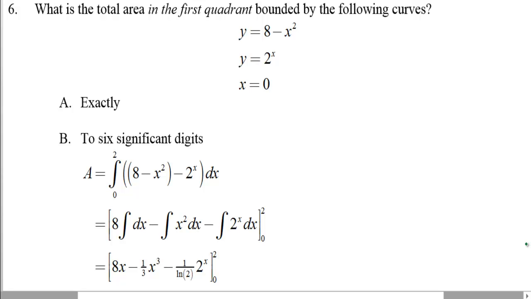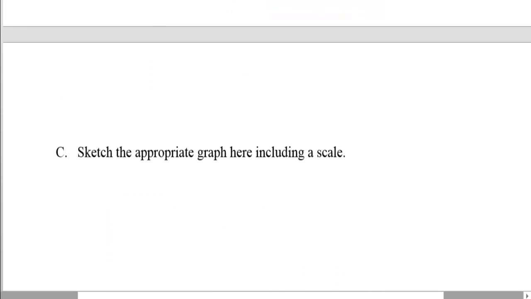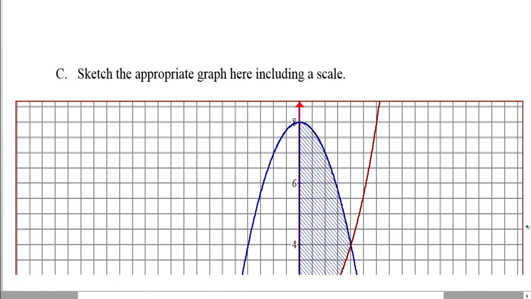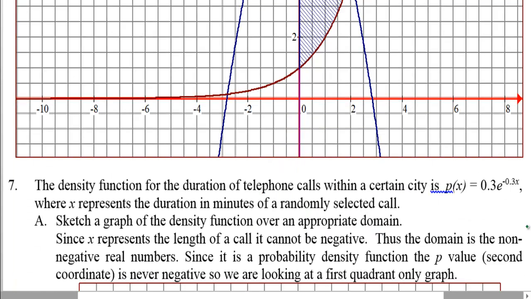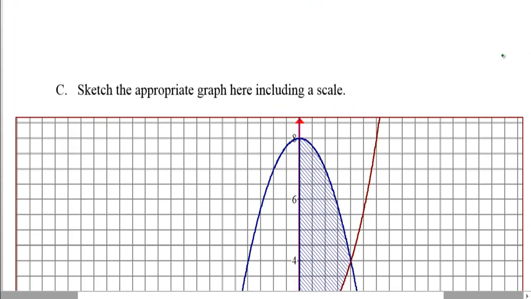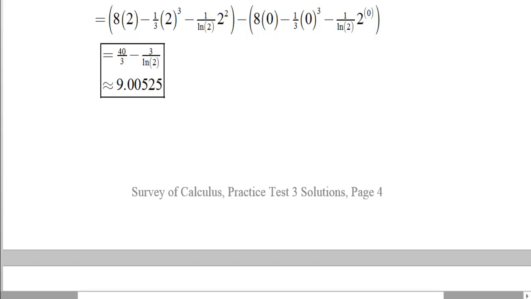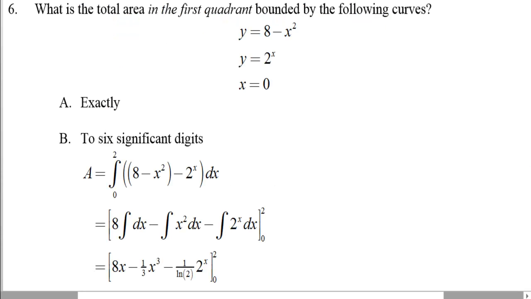What's the total area in the first quadrant bounded by the following curves? So we need to graph these curves and then work this out. So the first thing we're going to do is we're going to graph this. And so here we have the graph. This one here, this vertical x equals 0 is the y-axis. This is y is the exponential. What is it? Let's see what we've got here. 2 to the x.